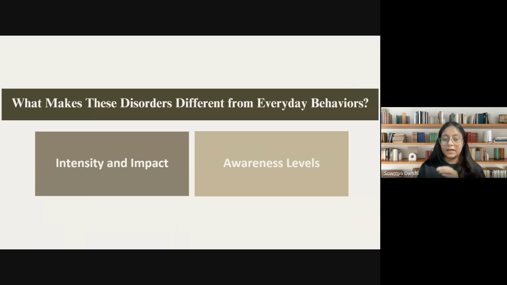Okay. Second is awareness levels. Some people are very aware of their behaviors, and some people are not aware of their behaviors. They do it automatically without really thinking. Think of it as an automatic car versus a manual car. Sometimes you're fully aware and you know what you're doing, which is manual, and sometimes it's just happening without you noticing, which is automatic.